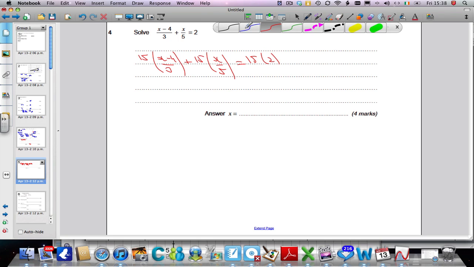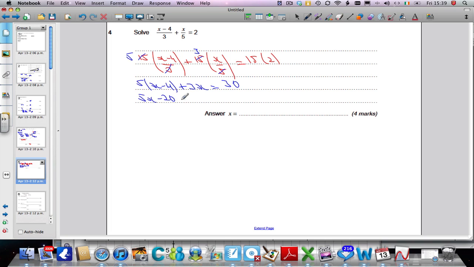Okay, how can we tidy this up now? Well, 3 cancels with 15 5 times. 5 cancels with 15 3 times. And 15 times 2 is 30. So we end up with 5 times x minus 4 plus 3x equals 30. Expand this bracket out now. 5x minus 20 plus 3x equals 30. So we get 8x equals 50. So x is going to be equal to 50 divided by 8, which is 6.25.